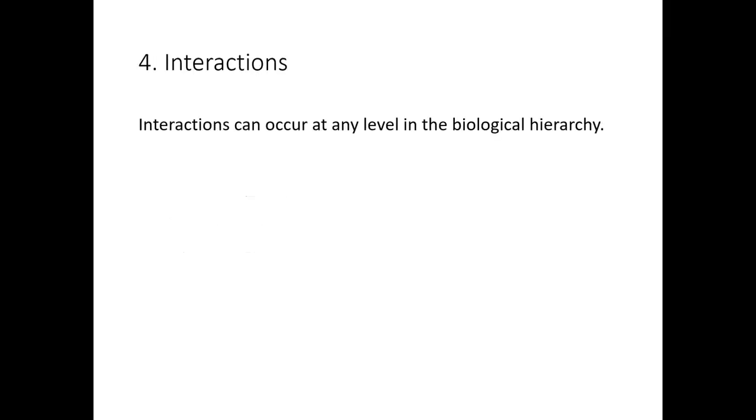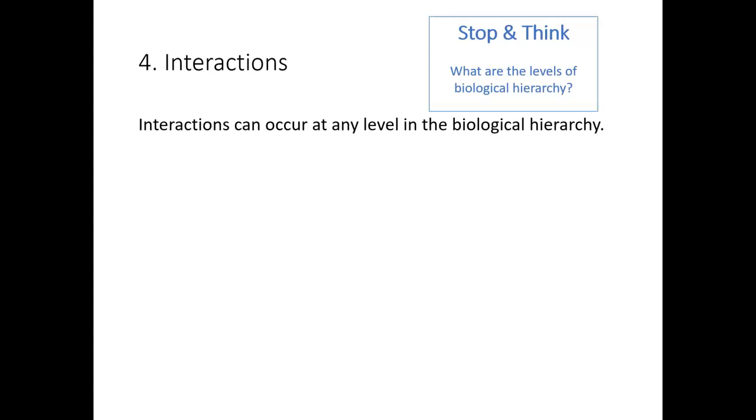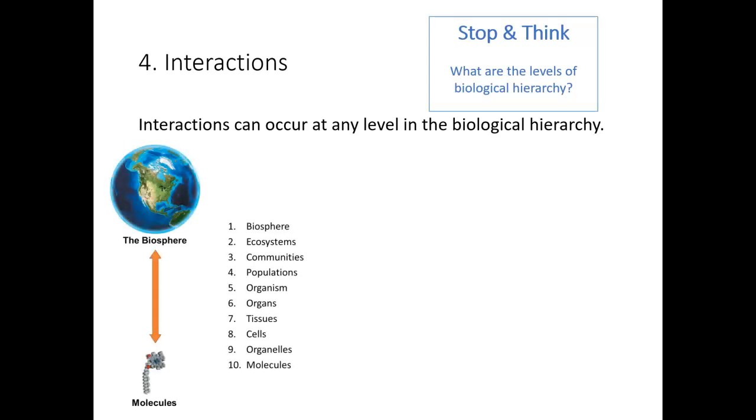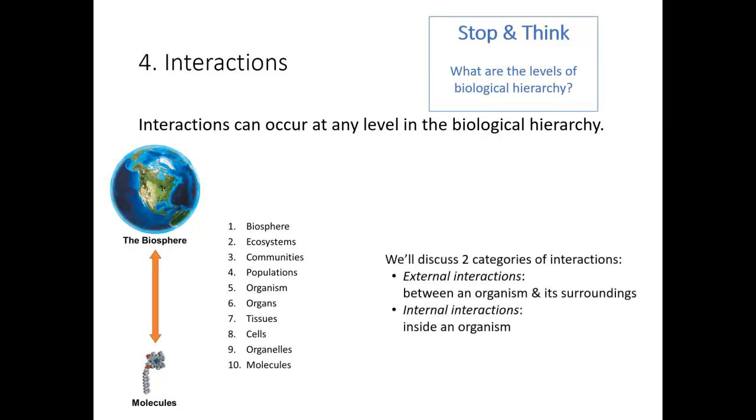Interactions can be big or small and can occur at different organizational levels. Do you recall what those were? We'll discuss 2 categories of interactions. External interactions occur between an organism and its surroundings, whereas internal interactions occur inside of an organism.